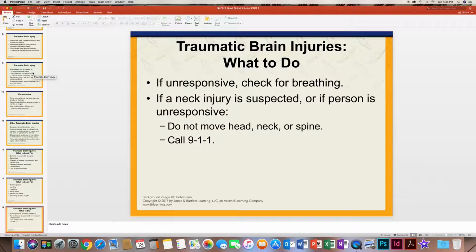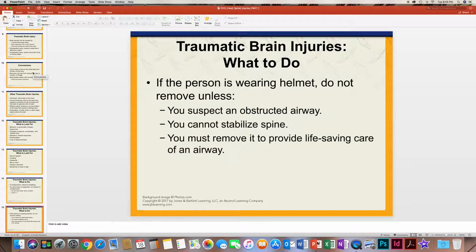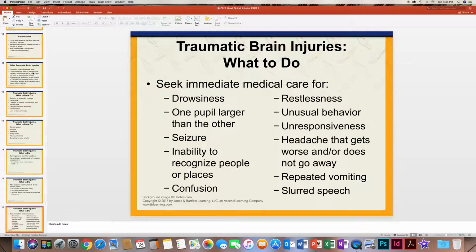What you need to do is, if they're unresponsive, check for breathing. If a neck injury is suspected or if the person's unresponsive, do not move the head, neck, or spine. Call 911. If the person is wearing a helmet, do not remove the helmet unless you suspect an obstructed airway. If you cannot stabilize the spine, you must remove it to provide life-saving care of the airway.